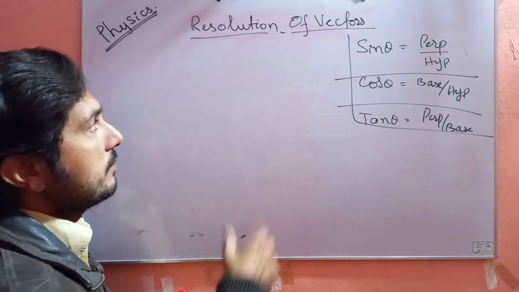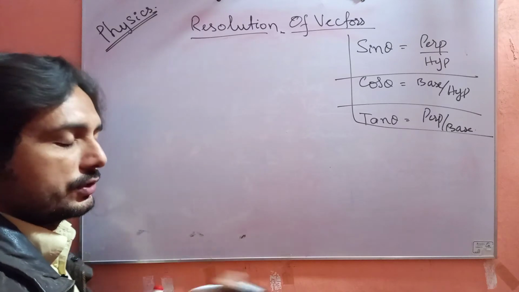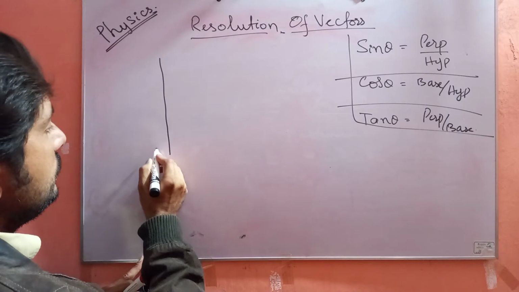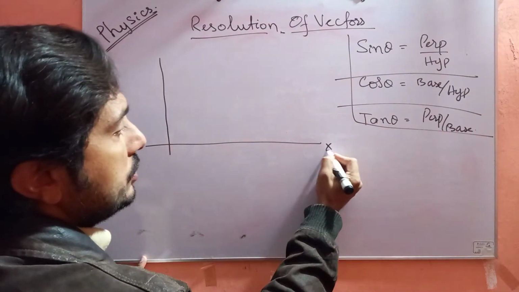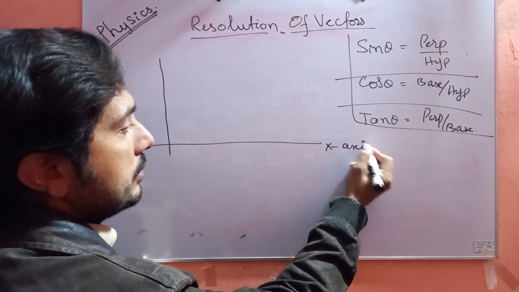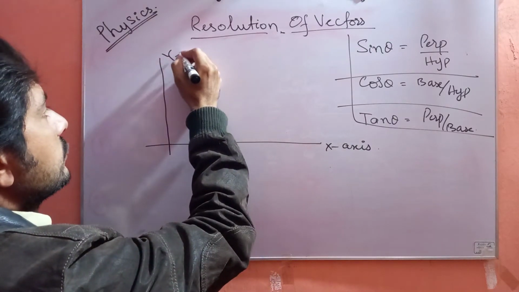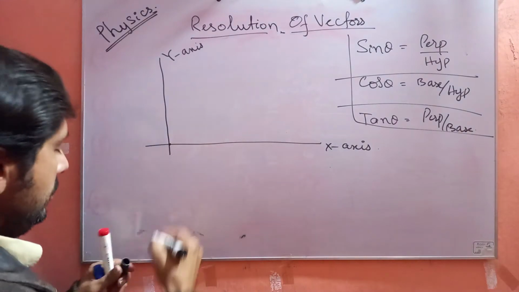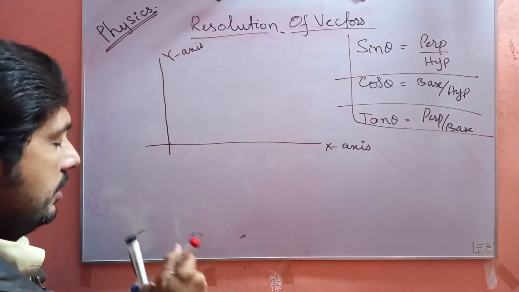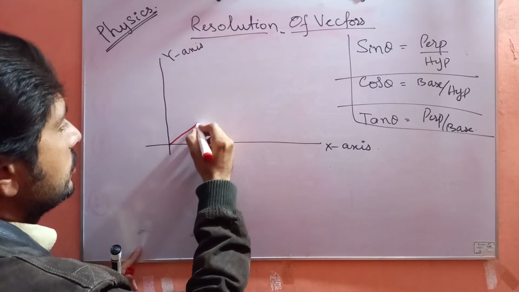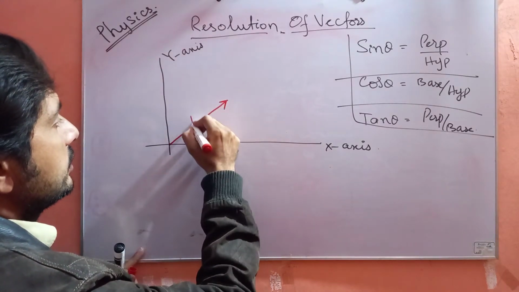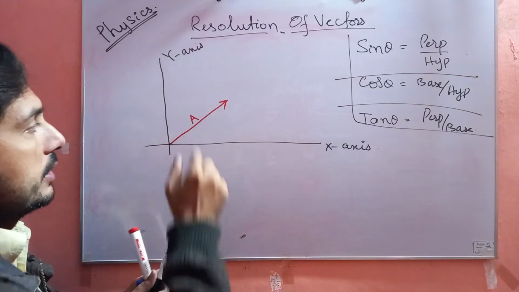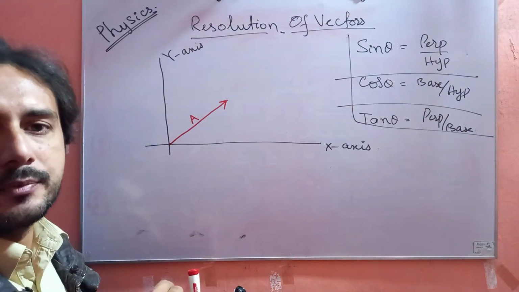Okay, so coming back towards the resolution of vectors, let's suppose we have a vector that is given like this. Now this is your x-axis and that is your y-axis, and suppose this is a vector A which is given. Now we have to resolve this vector into its rectangular components.